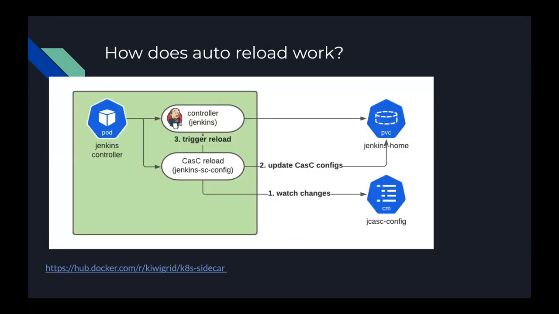And how does the auto reload work? So the actual Jenkins controller will do the trigger of reload. It'll do the JCasC reload for the Jenkins CI config. It'll update the configurations and then watch for changes. Very straightforward. And if you're familiar with how Kubernetes orchestration works, this will seem very familiar to you.